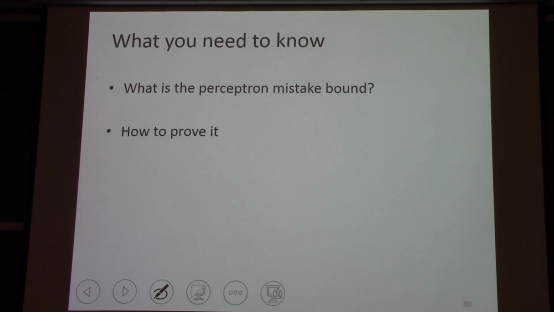So what you need to know from this section is you need to understand the mistake bound. You need to know what it looks like, what it means, and you should be able to prove it. So please go over the proof and come back with questions.